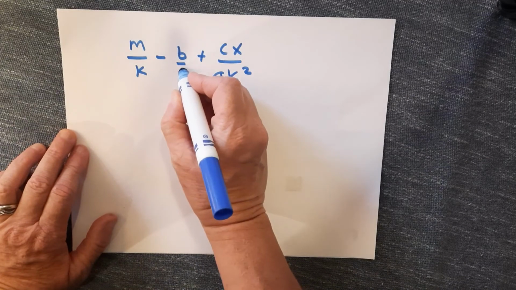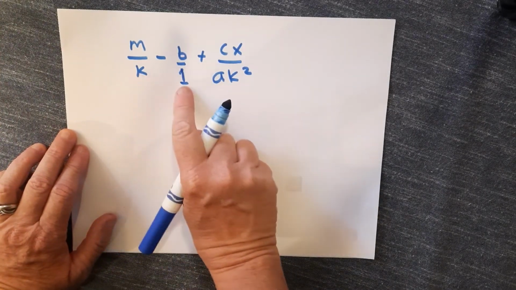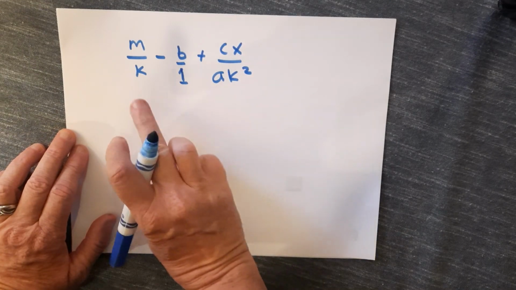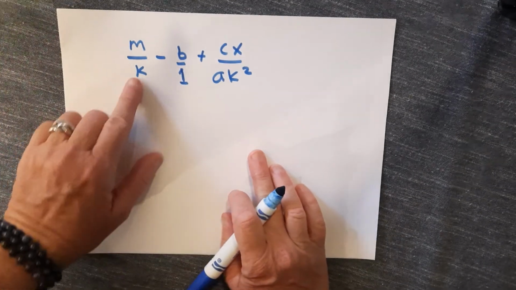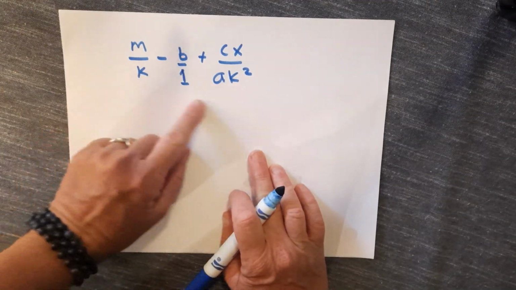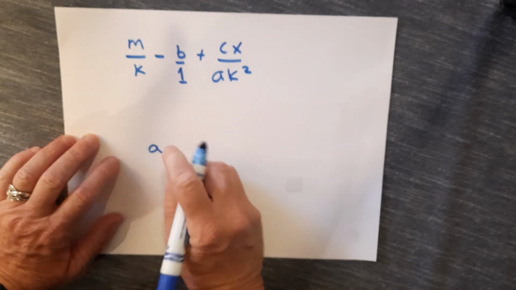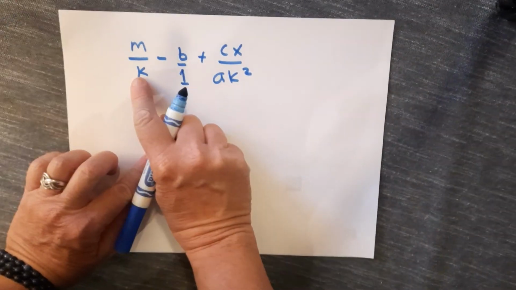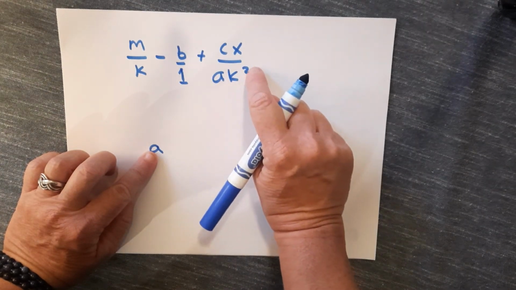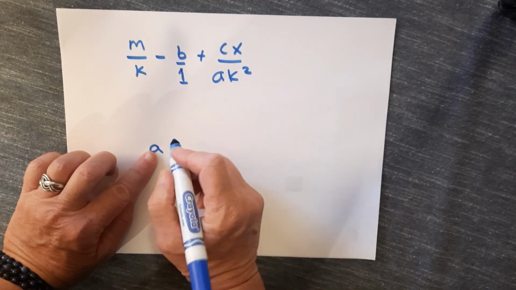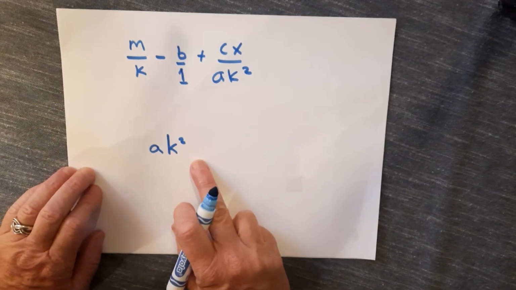Now we're going to look at the bottom here. We have to find a common denominator between k, 1, and ak squared. What's the smallest thing that all 3 of those can go into? Well, we're going to need an a because ak squared needs to go into it. So we're going to start with that. And then we're going to look at these k's. You take the one that has the largest exponent, and that's what you use. So k squared. So this becomes our common denominator.